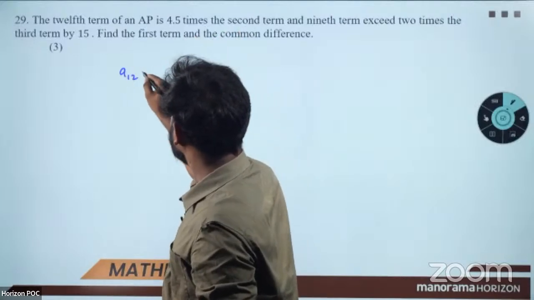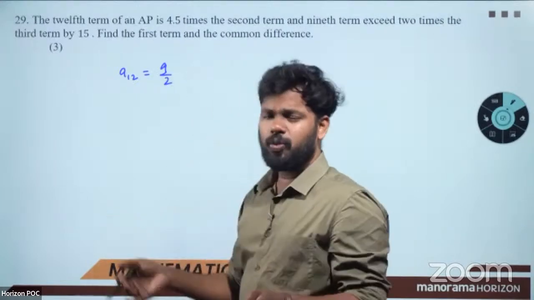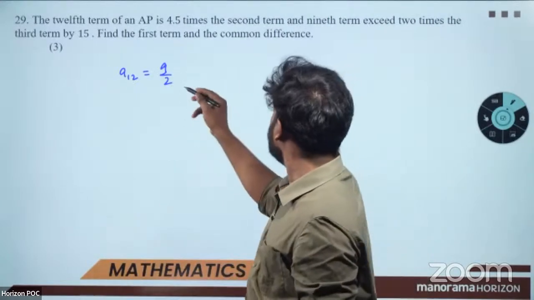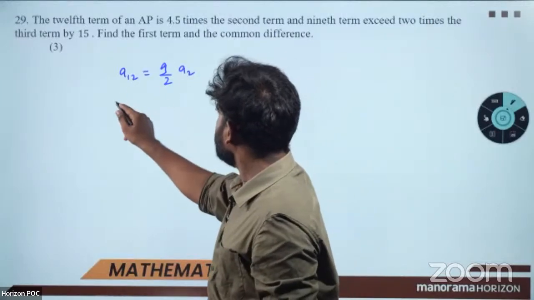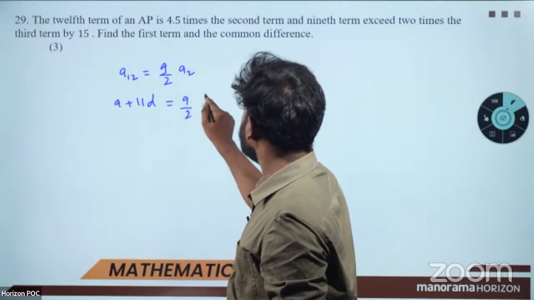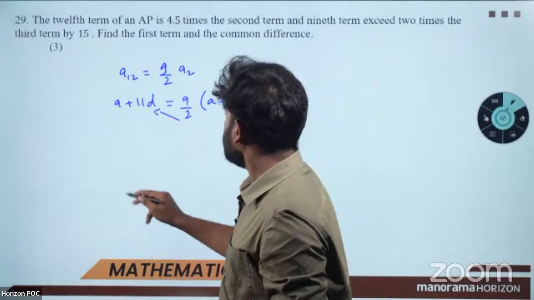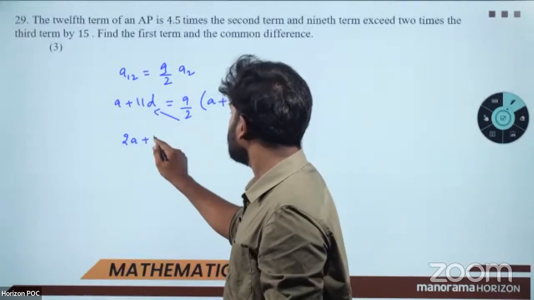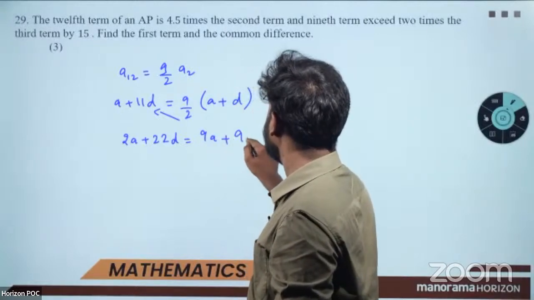So that means A12 is equal to 4.5, can you write as 9 by 2? Yes, because it is much easier if you write it as 9 by 2. So 9 by 2 times the second term, that is A2. So A12 means A plus 11D. So A plus 11D is equal to 9 by 2 into A2, which means A plus D, right? Taking this 2 to the left side, you get 2A plus 22D is equal to 9A plus 9D.